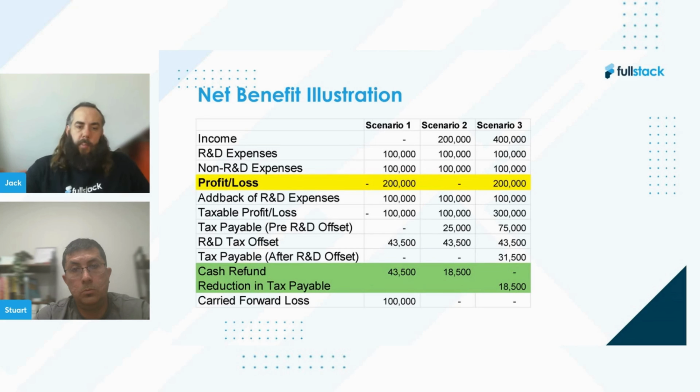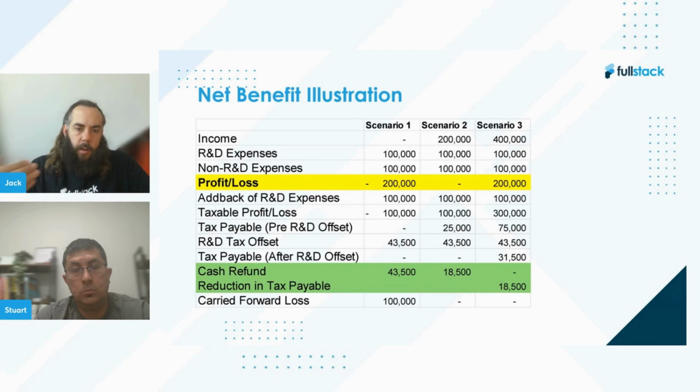So in these 3 examples, scenario 1 is where the company is making a loss greater than the R&D expenses for the year. Scenario 2 is where the company is break even. And scenario 3 is where the company is making profit. So the only thing that changes in those scenarios is just the income. And then that obviously leads to a change in the profit or loss.